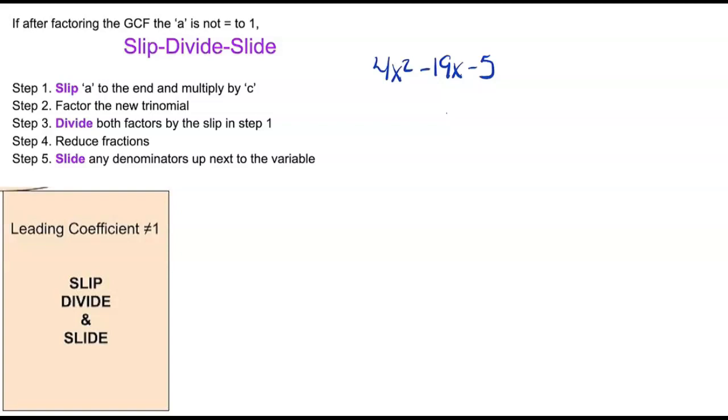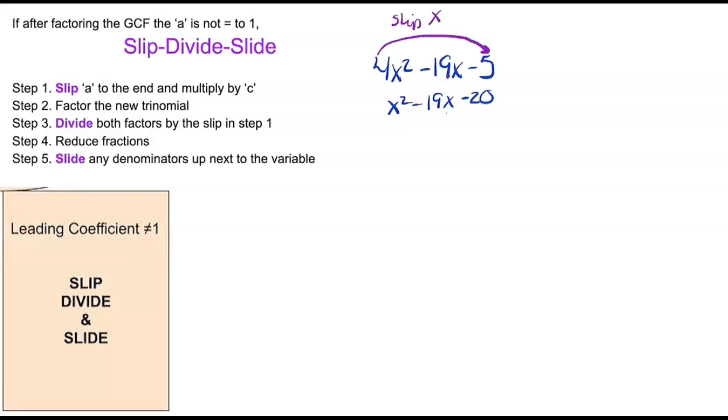end up with. So step 1 says here, I can slip a to the end and multiply by c. So that's what I'm going to do. I'm going to slip the 4 over and multiply. So let's rewrite that if I've used the slip. I now have x squared minus 19x minus 20, because 4 times 5 is 20. Now I have a trinomial with a 1 as the a.